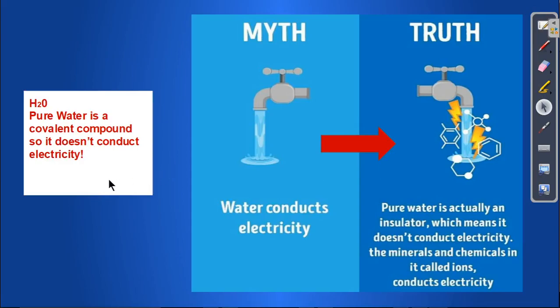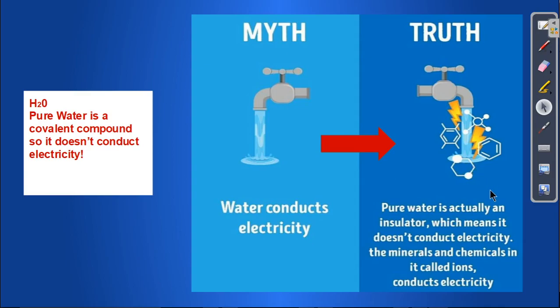A myth: water is a covalent compound, but it does conduct electricity. Well, pure water does not conduct electricity. The water that comes out of your tap has metals in it. Once it has metals dissolved in it, it's not pure water anymore, and now it will conduct electricity.